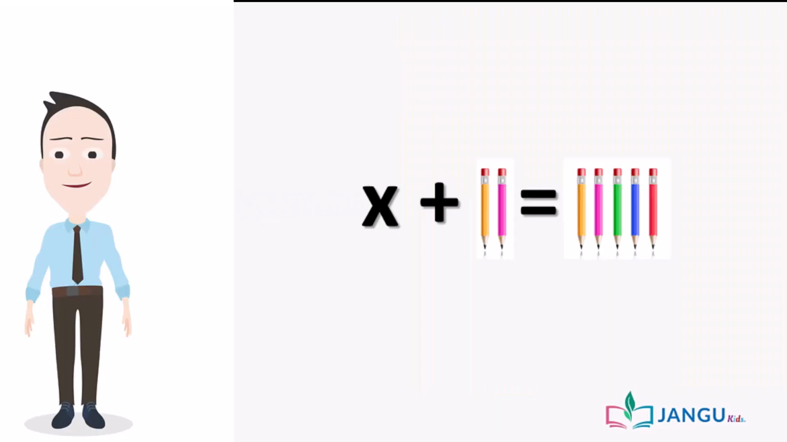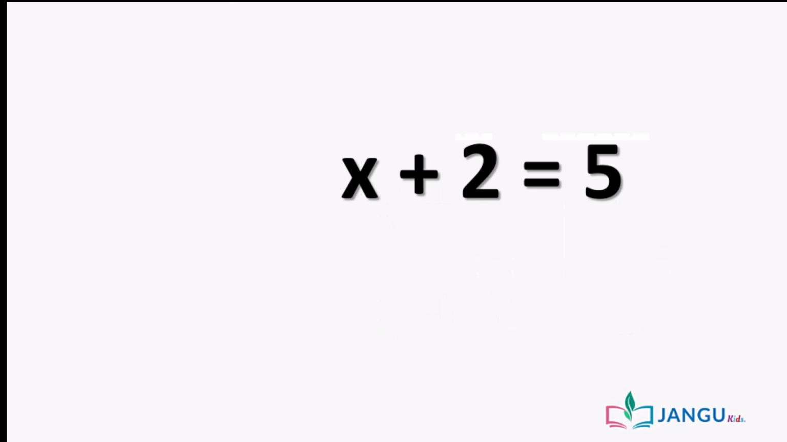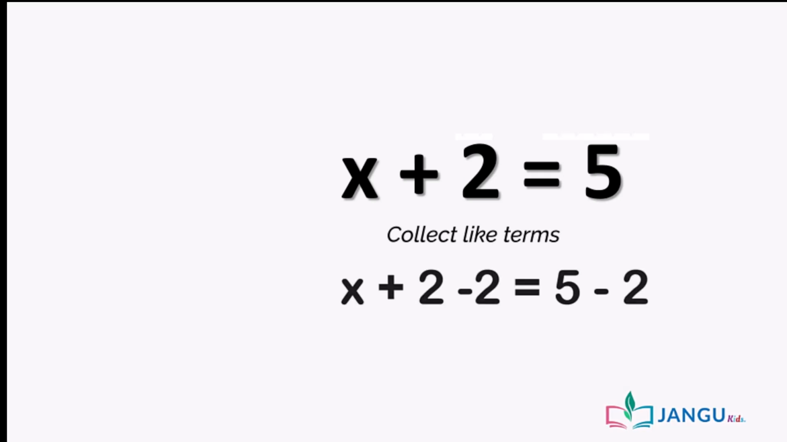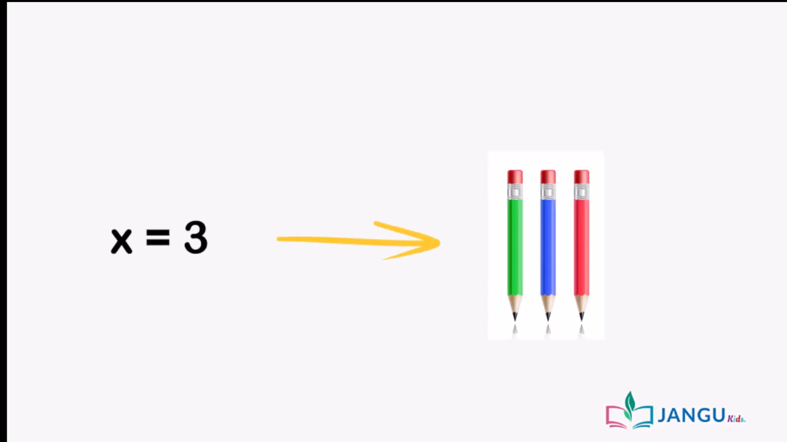Your teacher implied that x pencils plus 2 pencils will be equal to 5 pencils. The mathematical equation for the sentence in that pencil scenario is x plus 2 is equal to 5. To solve this equation, we find the value of x, and the first step will be to collect like terms by subtracting 2 from both sides of the equation. This gives us x plus 2 minus 2 equals 5 minus 2, and x equals 3. Therefore, there are 3 pencils in the pack.